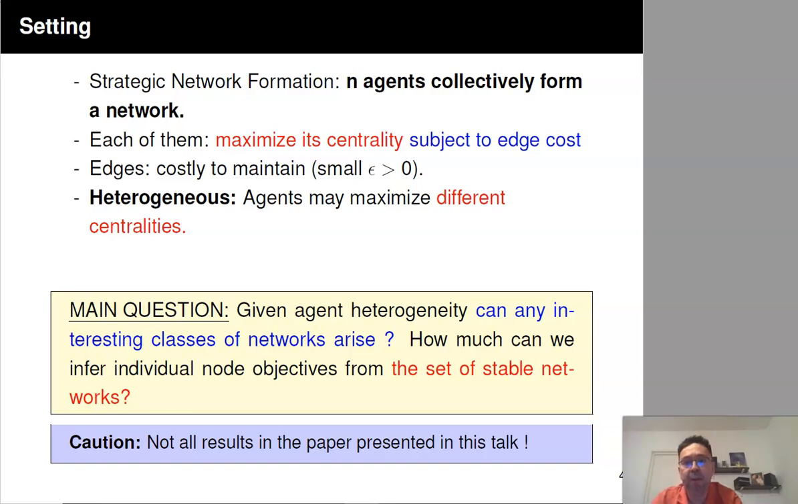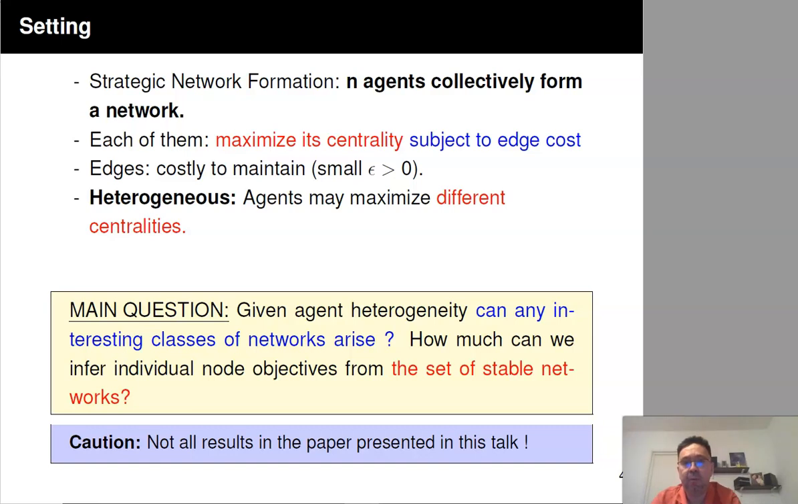And most importantly, the model is heterogeneous. Different agents may want to maximize different centralities. And given that we're talking about a model that is quite general, one can ask, can we prove anything meaningful about such models? Can any interesting class of network arise from such a model? And we can also ask kind of a reverse question. Given the emerging network, can we say something about what was the objective of an individual node if we look at the set of networks that emerge?